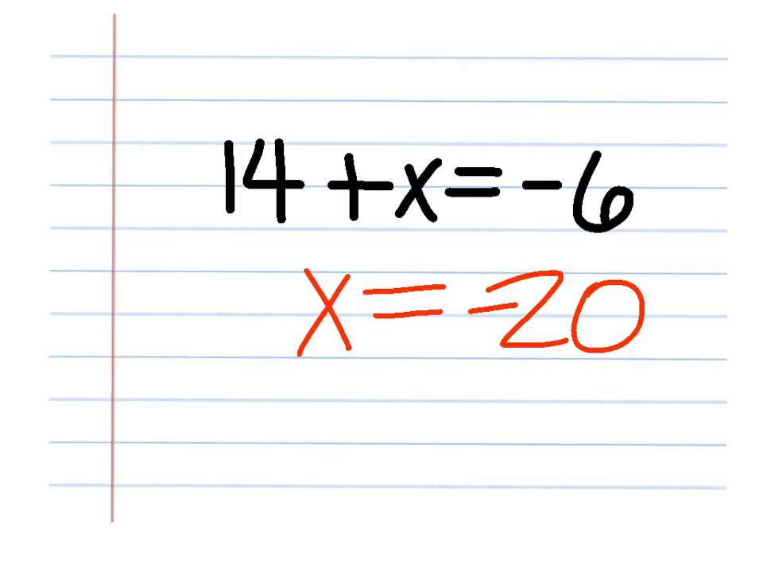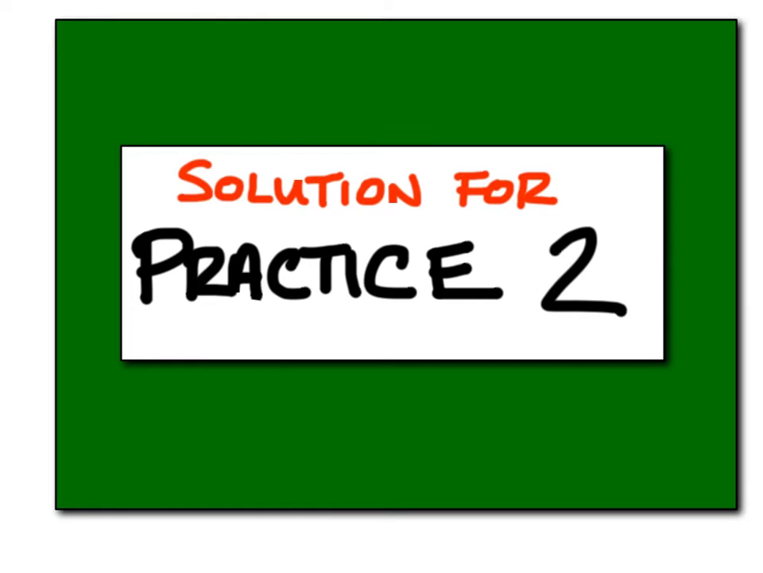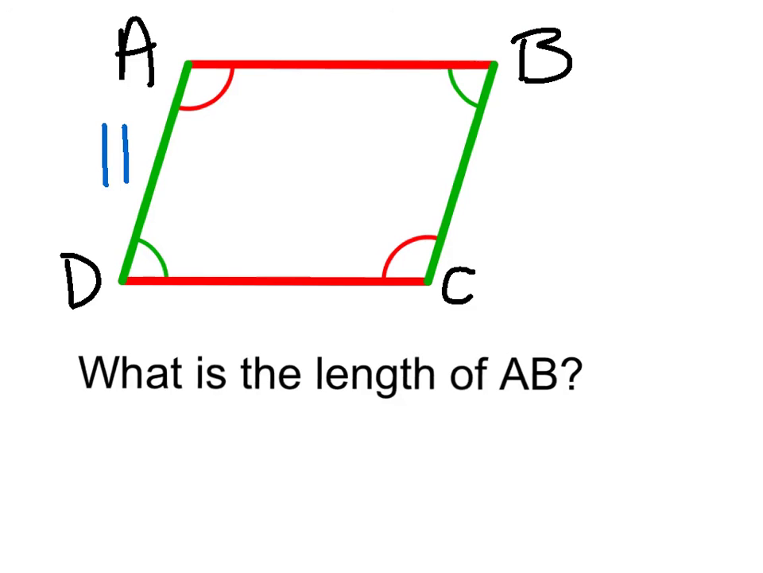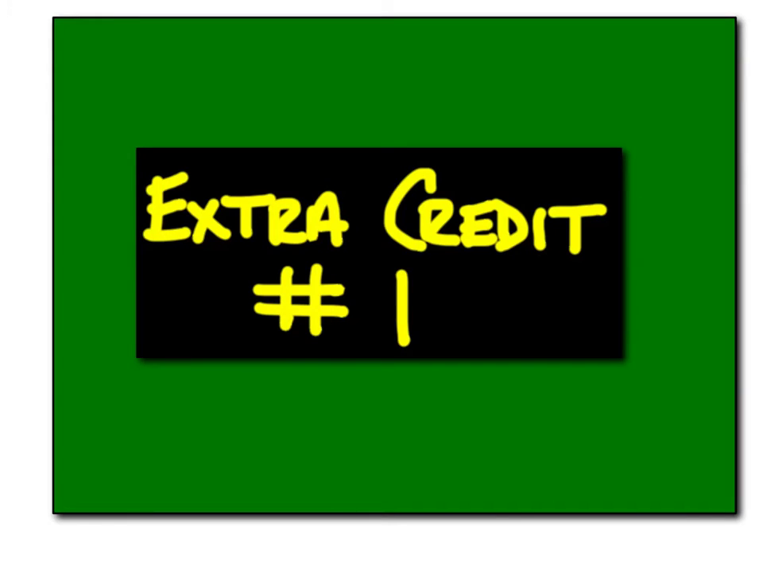Alright, answer should be -20. Okay, solution to the practice problem. What is the length? That should say BC. We have the length of AD, and AD and BC are opposite sides. So that means the length of BC is going to be what? 11.